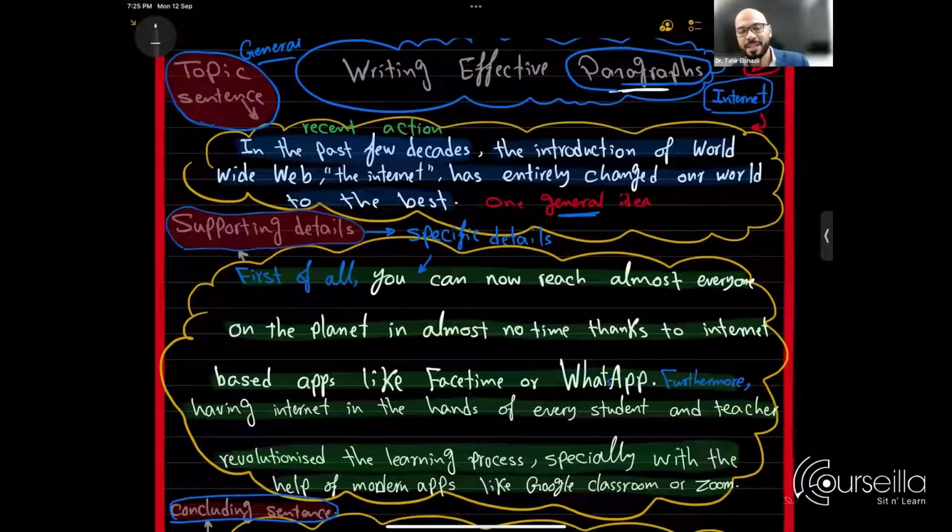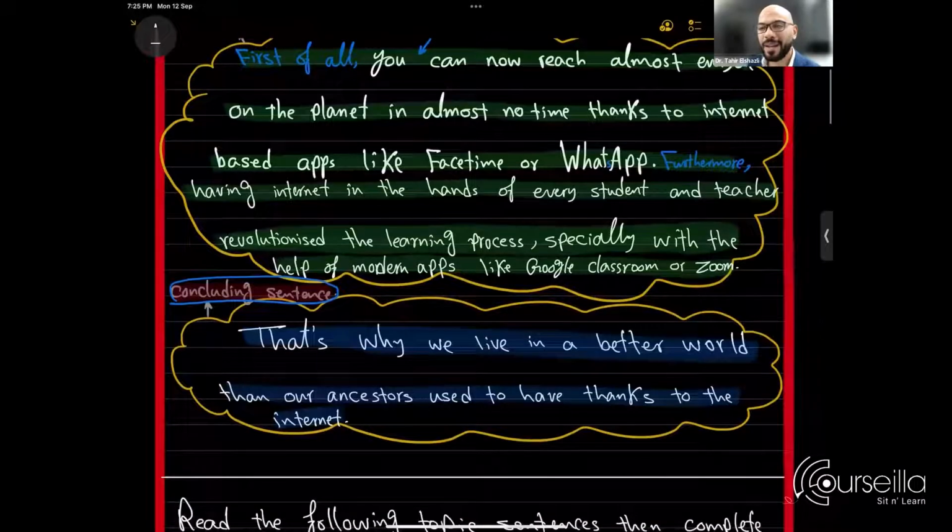The first example is about communication, and the second is about education. Very good job. Now, the last one, the clincher, the concluding sentence: what do we do in it? It would be great if you tell me without me explaining. Try to guess. What should we do in the concluding sentence of a paragraph?